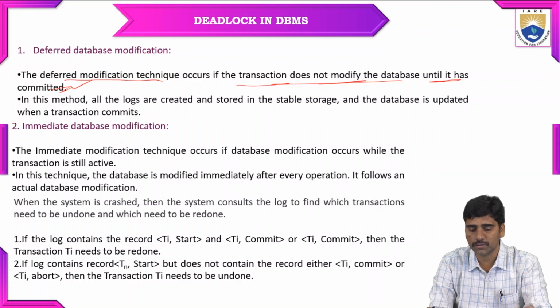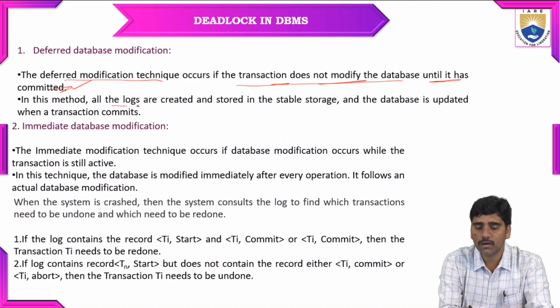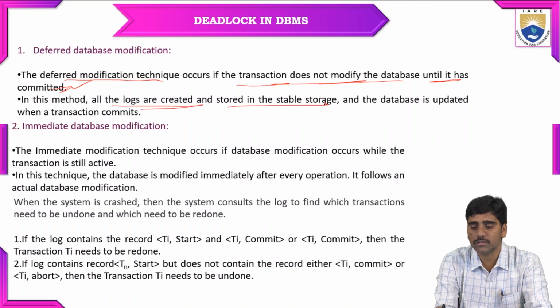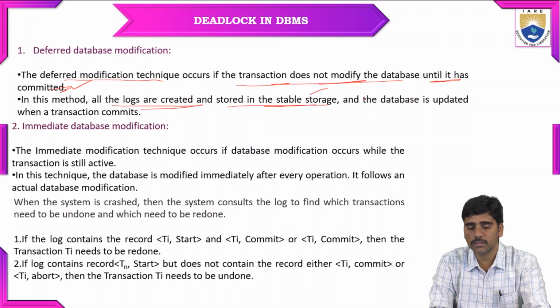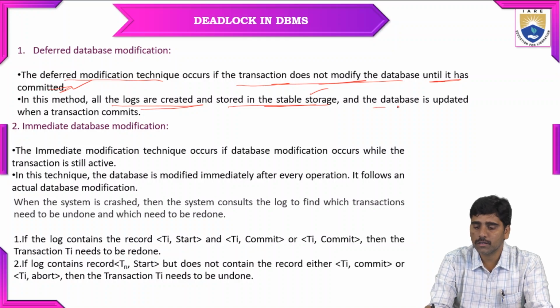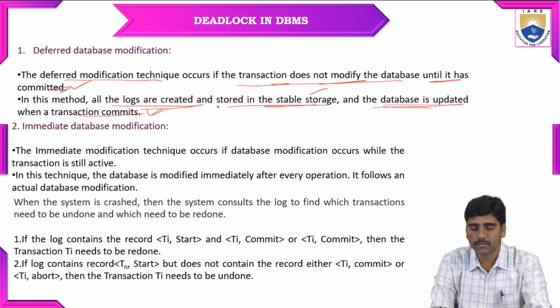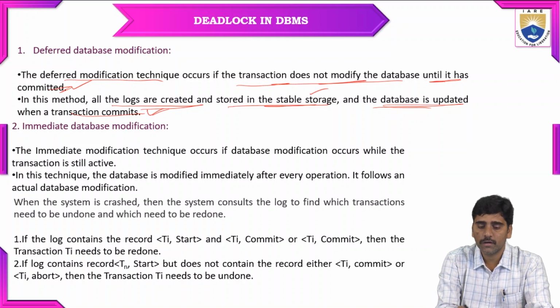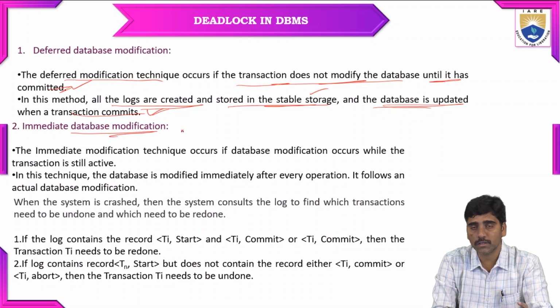If the transaction does not modify the database until it has committed, that is nothing but deferred database modification. In this method, all the logs are created and stored in the stable storage, and the database is updated when a transaction commits. So automatically on the commit operation, the database gets modified. And the second one is immediate database modification.